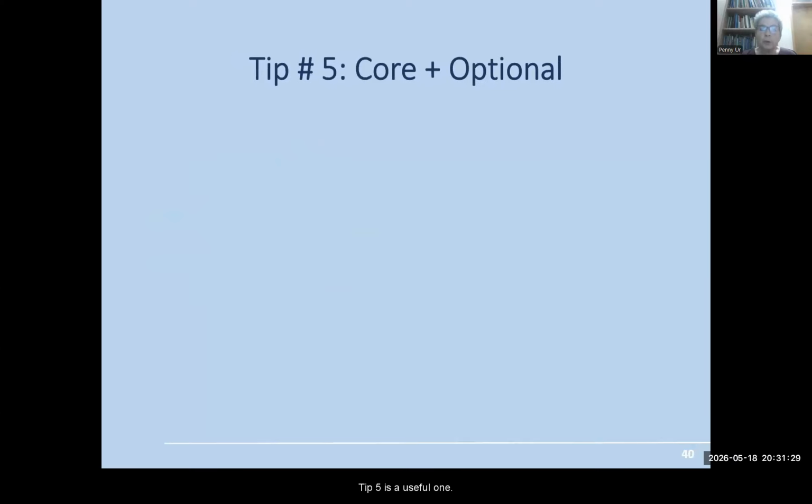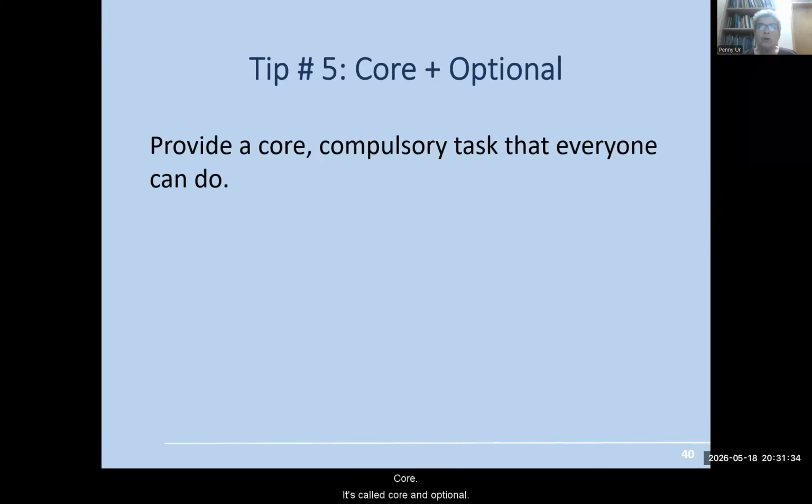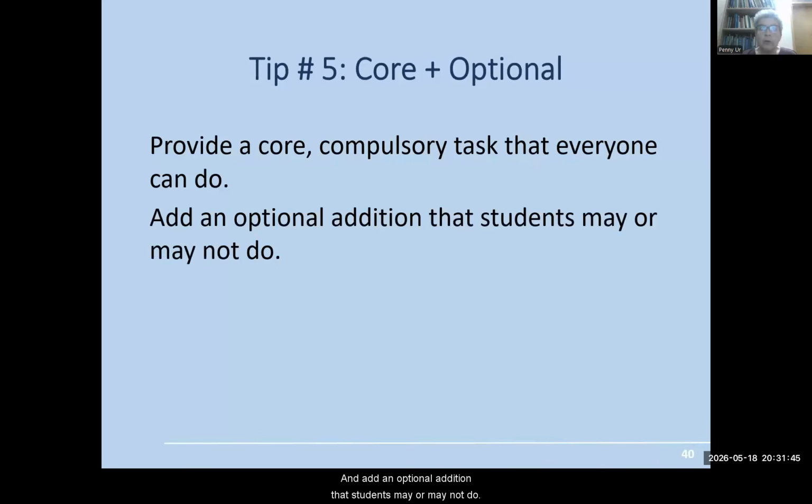Tip 5 is a useful one. It's called core and optional. And what it means is give them something which everybody has to do, which is very easy and everybody can do it, and add an optional addition that students may or may not do.